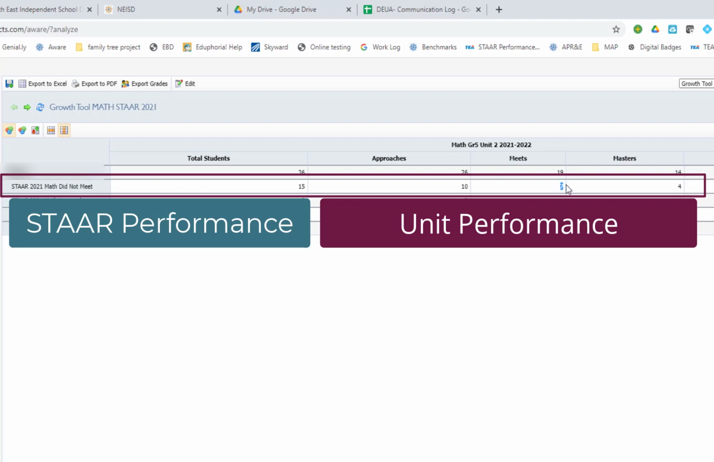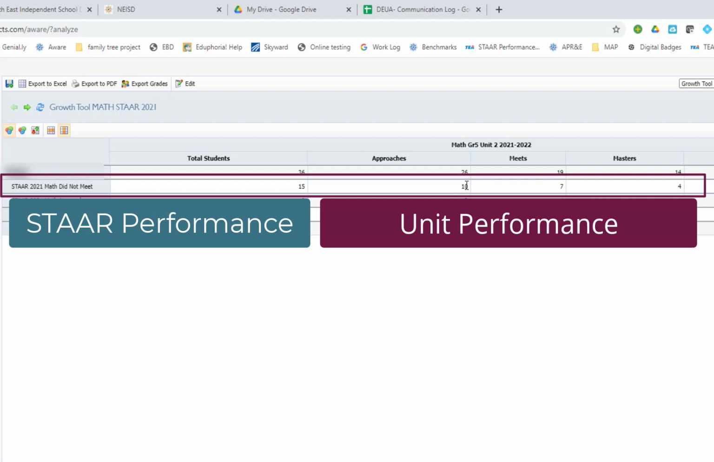Then I can look at my meets students. 7 or higher are 7 are meets or masters. So 4 of them were masters, so that means 3 of them are at meets. Again, that's a huge celebration. These are students who didn't even pass 4th grade math STAAR. Now again, there's 4 here, there's 3 here, 10 are at approaches or higher. So we can just subtract these 2 right here, and I see that 3 of them actually passed this test, even though they didn't meet expectations for 4th grade STAAR.